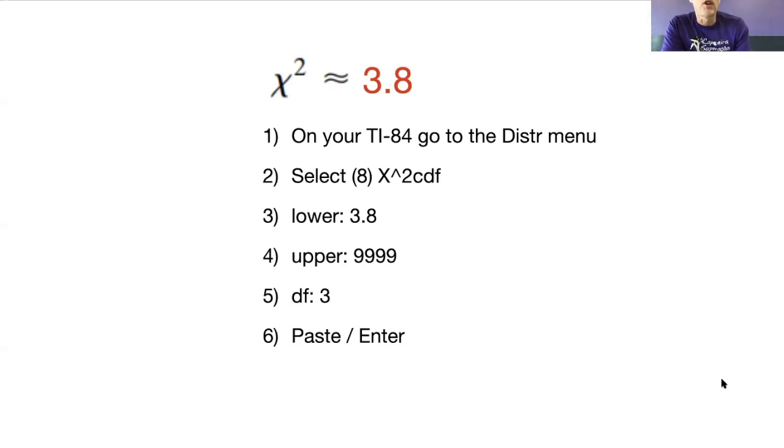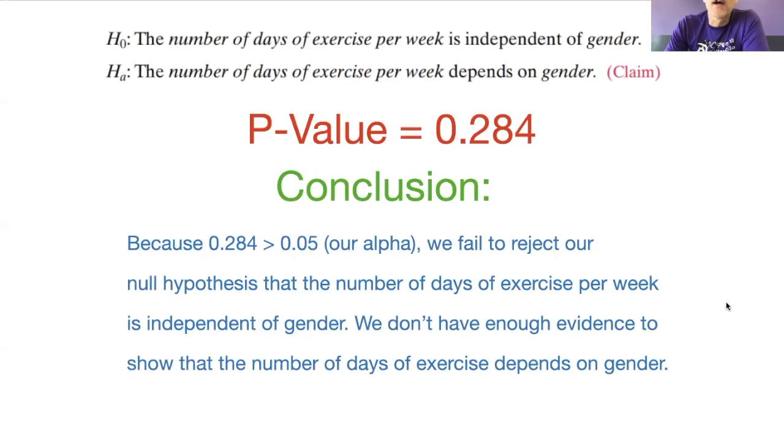For my lower value, I put in our chi-square, which is 3.8. Remember, this is always a right tail distribution. So our lower value is always going to be the chi-square value, and the upper value is always going to be 999, however many nines you feel comfortable with. The more the merrier. Don't forget to put in the degrees of freedom, which we know to be 3, and then simply press paste and enter. If you do that, hopefully you got a p-value of approximately 0.284.